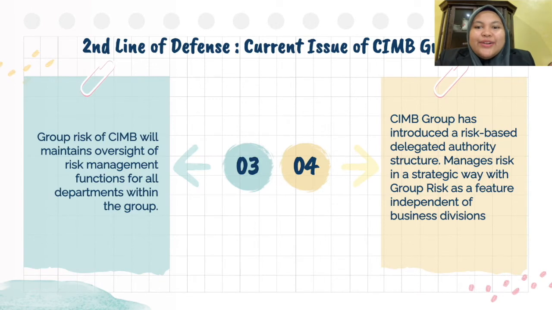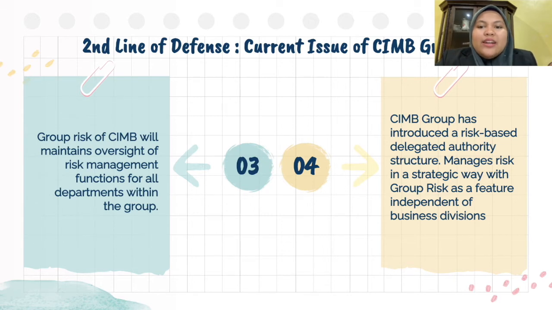Third, the Group Risk Officer of CIMB will maintain oversight of the risk management function for all departments within the group. In each key area of operation, there is a local chief risk officer or a local head of risk management who will be in charge of evaluating and handling business risks and coordinating with regulators in the respective country.